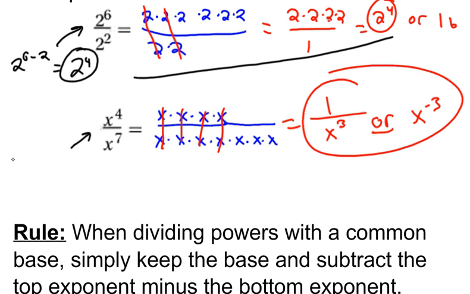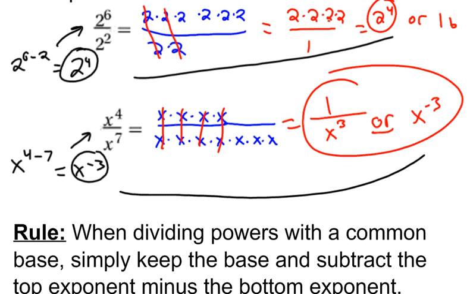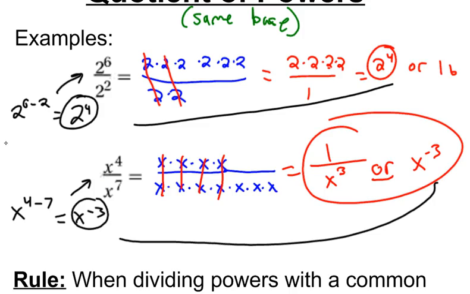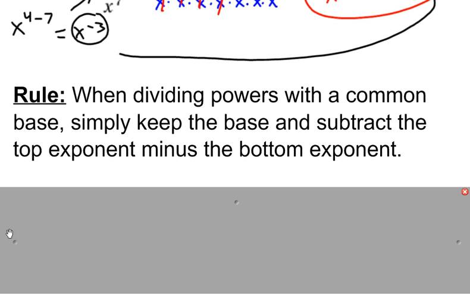This would be x as the base, and we do the top exponent, which is 4, minus the bottom exponent, which is 7, and you get x to the negative third power, which again is what we ended up having over here if we wrote it like that. Okay? Shorter if you know that rule and if you do it correctly. So that is the quotient of a powers property.